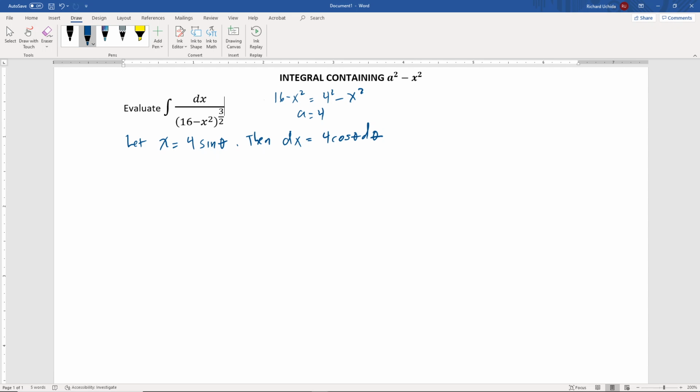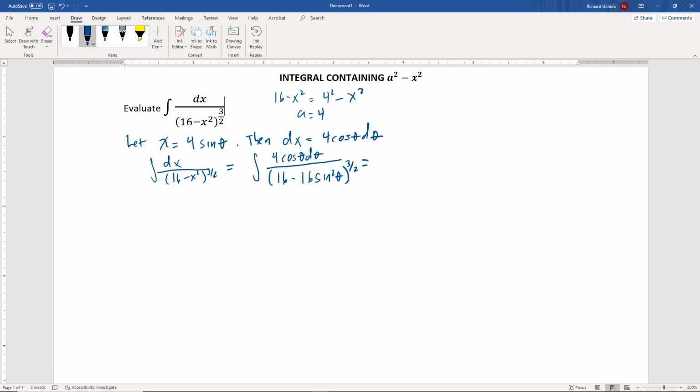Now doing our substitution, we have this integral of dx over 16 minus x squared to the 3 halves. Doing our substitution, this would be the integral of, instead of dx, 4 cosine of theta d theta, all over the quantity 16. Now instead of minus x squared, that'll be minus this quantity 4 sine of theta squared, so that'll be 4 squared, which would be 16, and then sine squared of theta. All of that raised to the 3 halves.